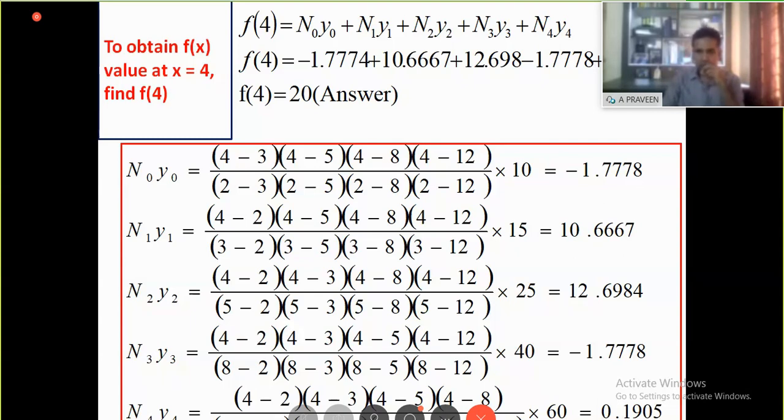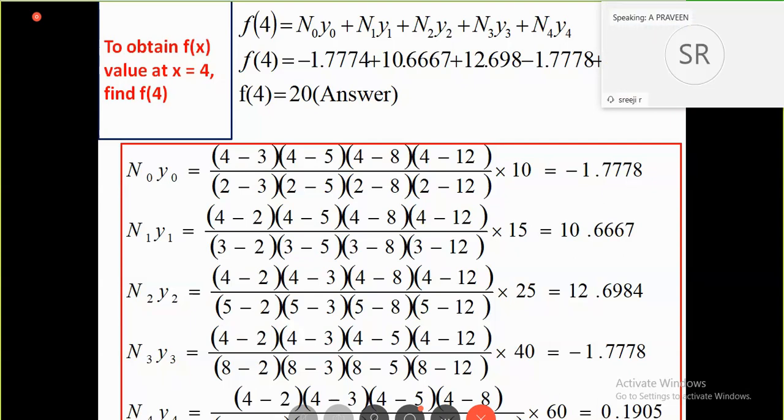Shriji? Okay, sir. Sir, so I think we have reached the end of the session, and we had only one hour of time, so I think we can just conclude the session.